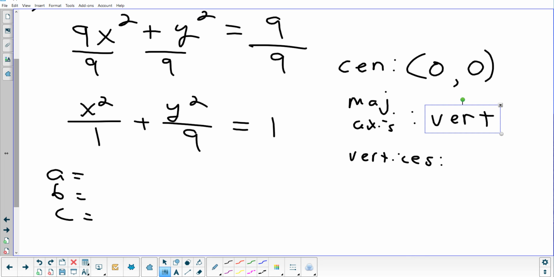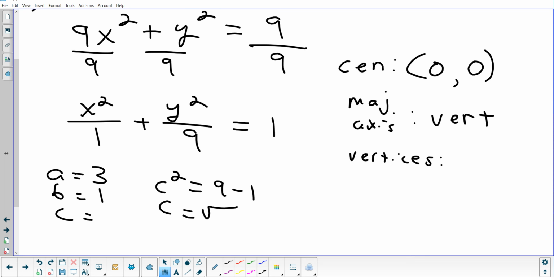I think right now that's all we can really do without A, B, and C. But what's A? Yep. 3. Yep, square root of the bigger number. A is 3. What about B? 1. 1, square root of the smaller number. Unfortunately, I really don't need 1. I need C, but I can't get C without it. So let's find C squared equals A squared minus B squared.